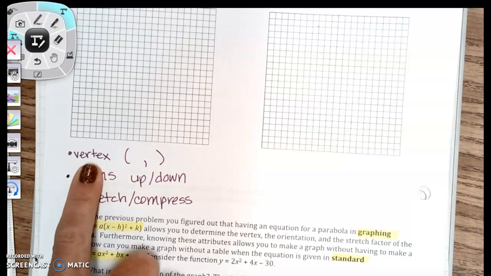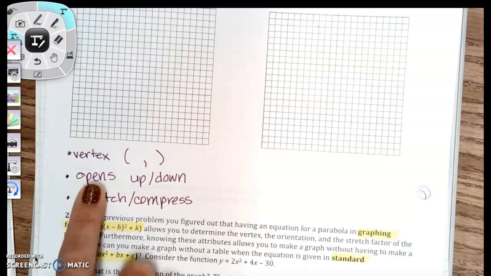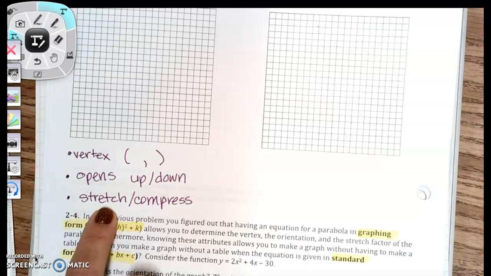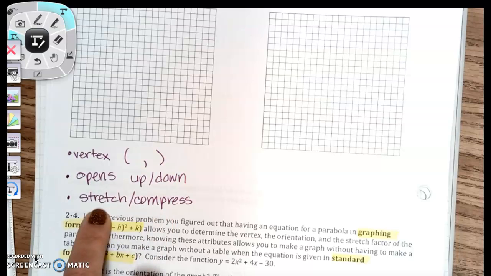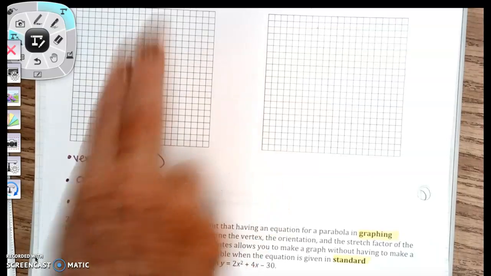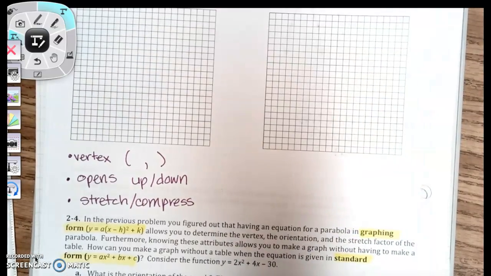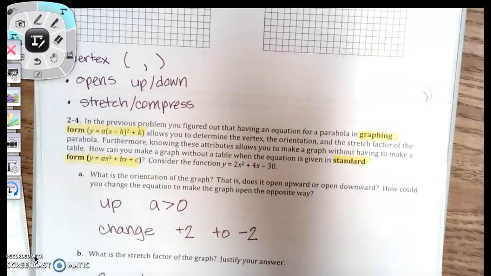Here are the things that you're looking for. And underneath each of them, I want you to write the vertex. I want you to say whether it opens up or down. And I want you to write the stretch or the compress. Okay? So write that for each of them, then graph them for A and B there. Okay?